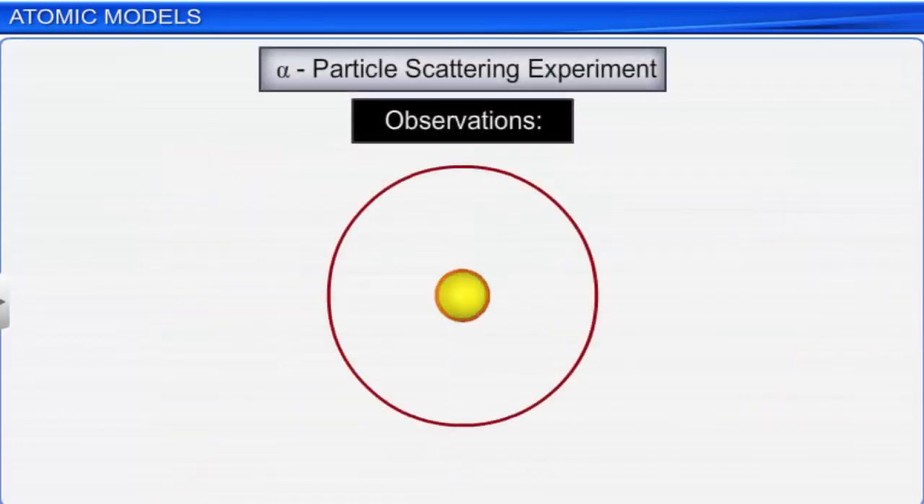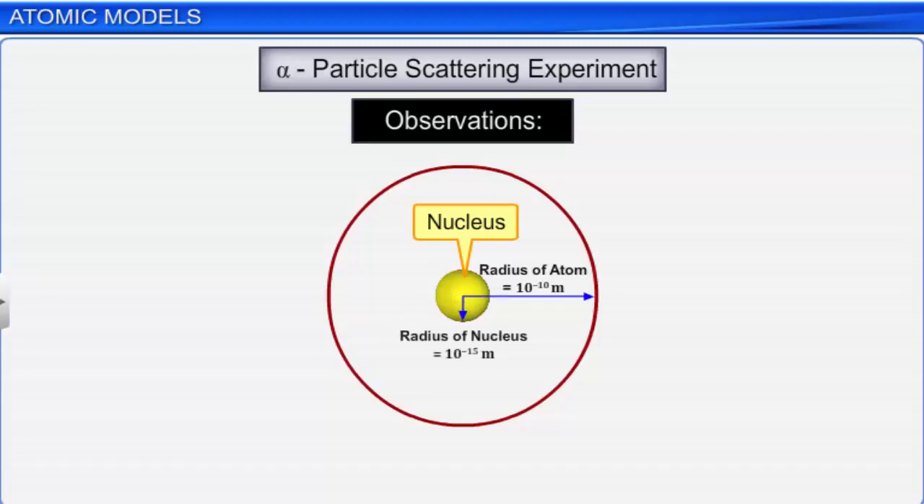Rutherford named the positively charged center present in an atom as nucleus. Calculations by Rutherford showed that the volume of the nucleus is negligible as compared to the total volume of the atom. For an atom of radius 10 to the power minus 10 meter, the radius of the nucleus is about 10 to the power minus 15 meter. That means, if a cricket ball represents a nucleus, the radius of the atom would be about 5 kilometers.